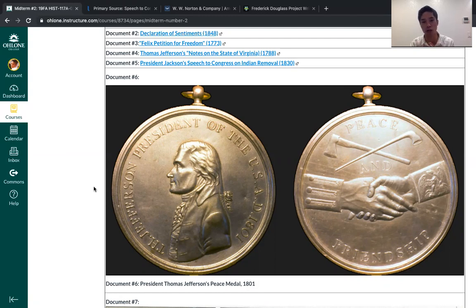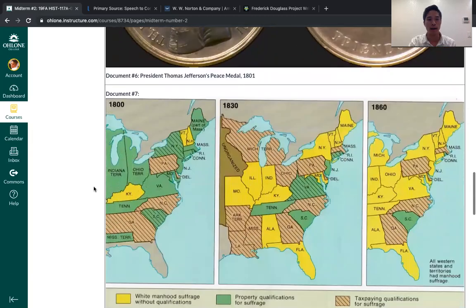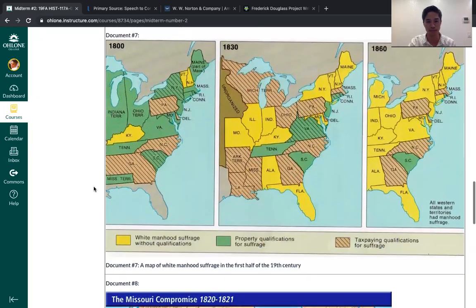Again, somewhat the contradictions with Thomas Jefferson, if you will, because if you read his speech in document number 4, he makes it quite clear what his vision of Native Americans was, right? But also in document number 6, as you can see from these coins here, I think it sends a contradictory message, right? That he wants to establish peace and friendship with the Native Americans. So how do we deal with that contradiction, if you will, right? So that's in document number 6.